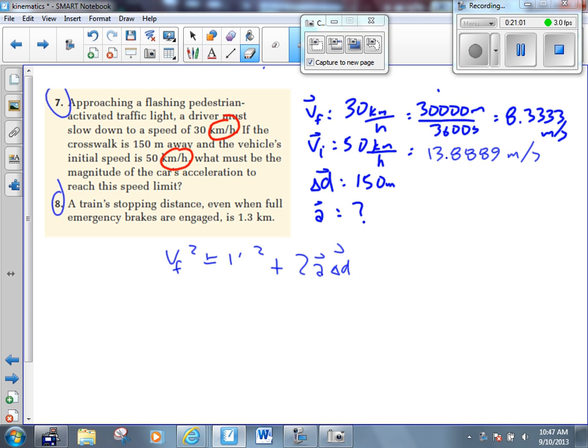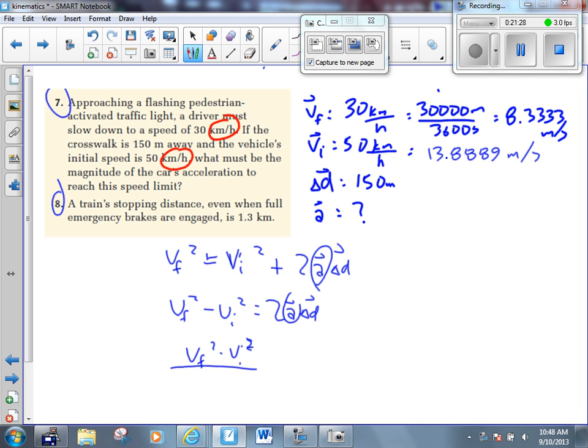vi squared, yes, thank you. All right, so we're solving for a here. Let's get rid of the vi squared first because it's not attached. We take it over by subtracting. vf squared minus vi squared equals 2ad. And then we got to get rid of the 2 and the d by dividing. It becomes vf squared minus vi squared over 2 times d equals a.